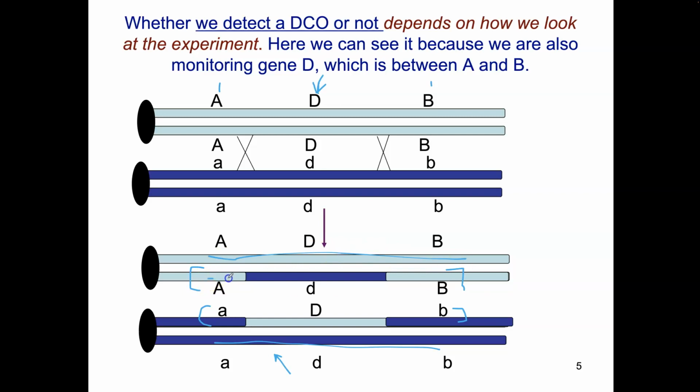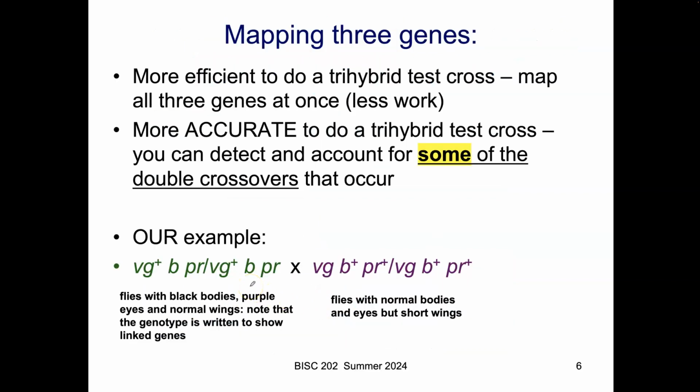But this one has dominant for A and B, but in between we have the recessive for D, and vice versa. Recessive for A and B here, but with the dominant D allele between. And now we know that 2 crossovers, CO is just the way I abbreviate crossovers, occurred between A and B. And then, because we know that, we can include those crossovers when we calculate the map distances, and we will get a more accurate number.